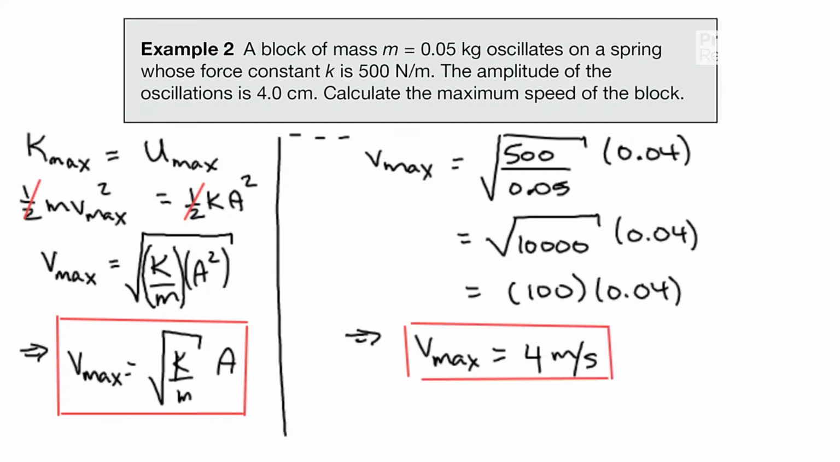But notice how much quicker the problem would be if we had this equation already to go, right? It's asking for max speed. So it brings me into this equation, and they give me m, k, and A, right? And there's m, k, and A, right?